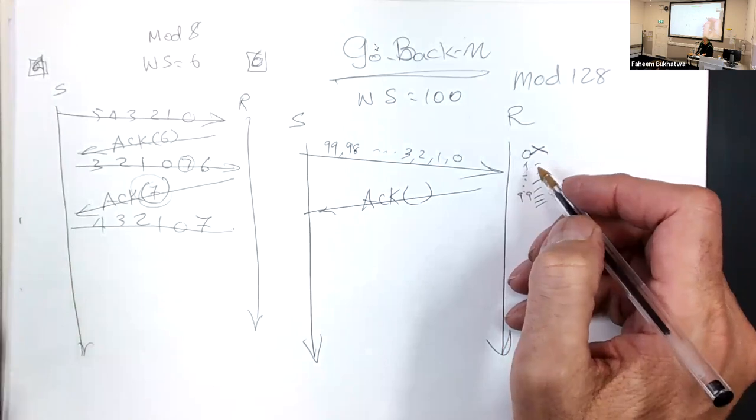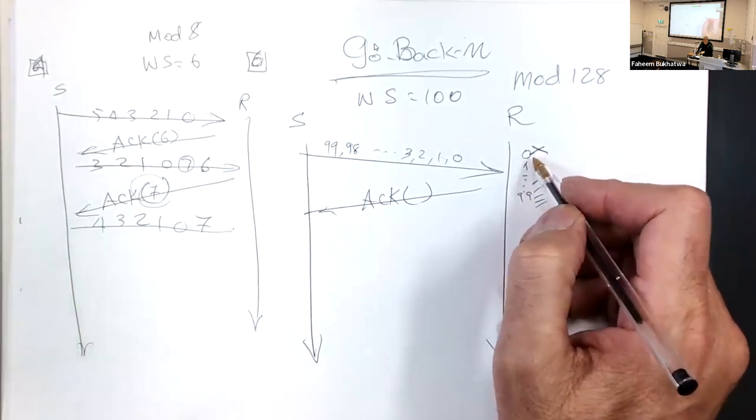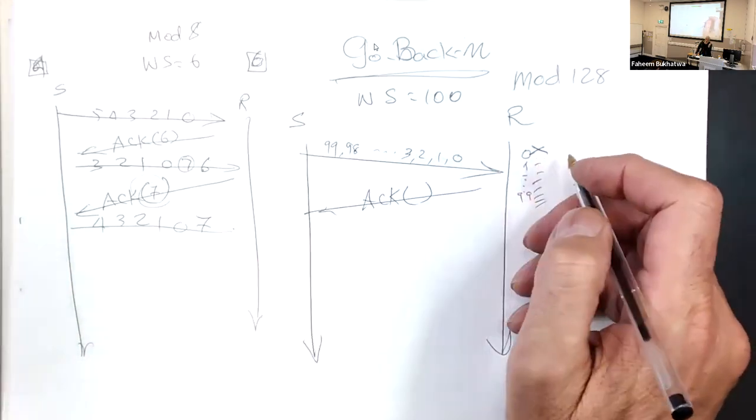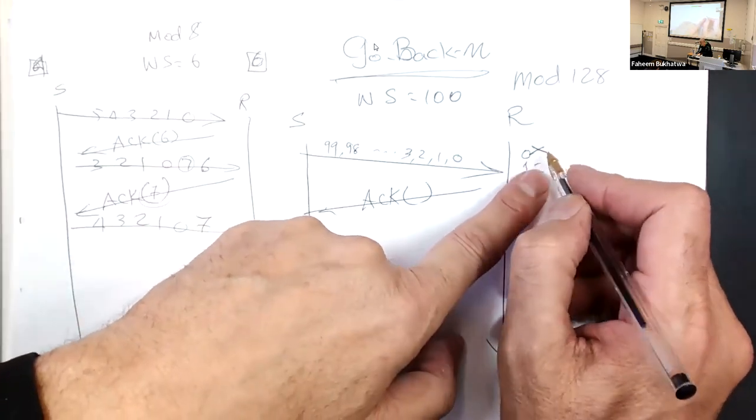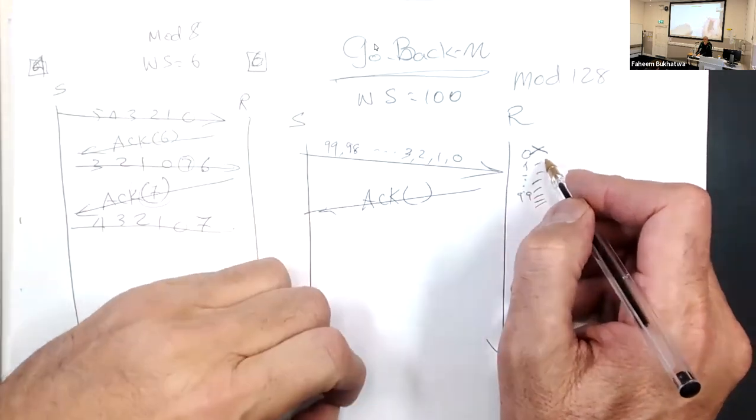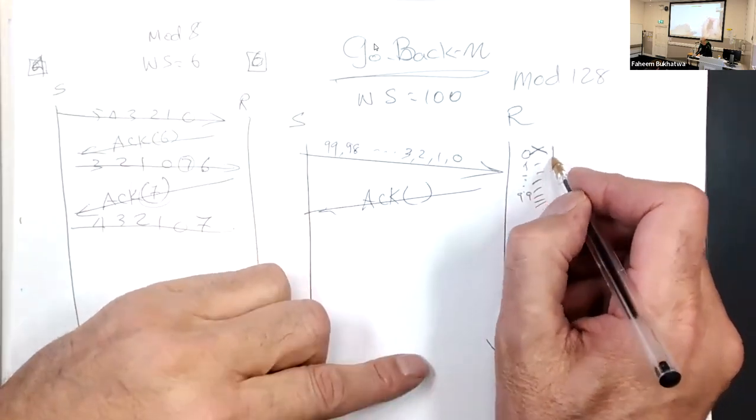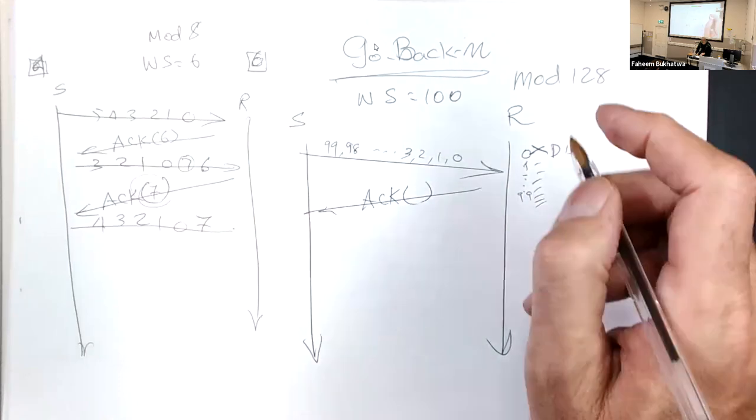We will not send frame 0 back. Well, maybe we'll send back an acknowledgement. But what do we do with frame 0? It has an error. Discard. Get rid of it. It's no good. Discard it, right?